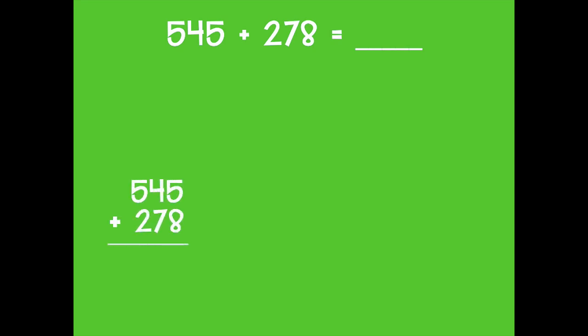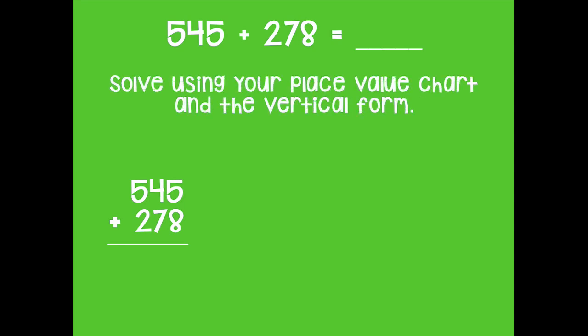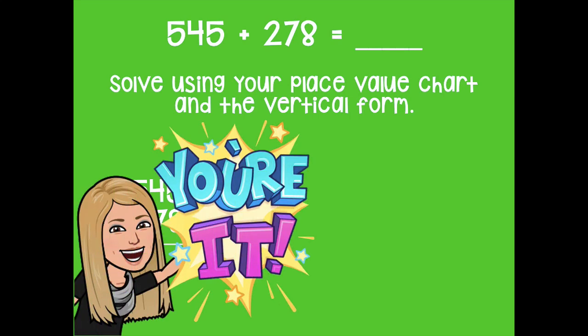All right, friends, so let's take a look at another problem. We have 545 plus 278. So we always want to rewrite our problem vertically. And now you guys are going to solve using your place value chart and the vertical form. So go ahead and pause the video, solve the whole problem. Draw your model with your place value chart, use the vertical form to solve, and then click play when you're ready to go over it together.